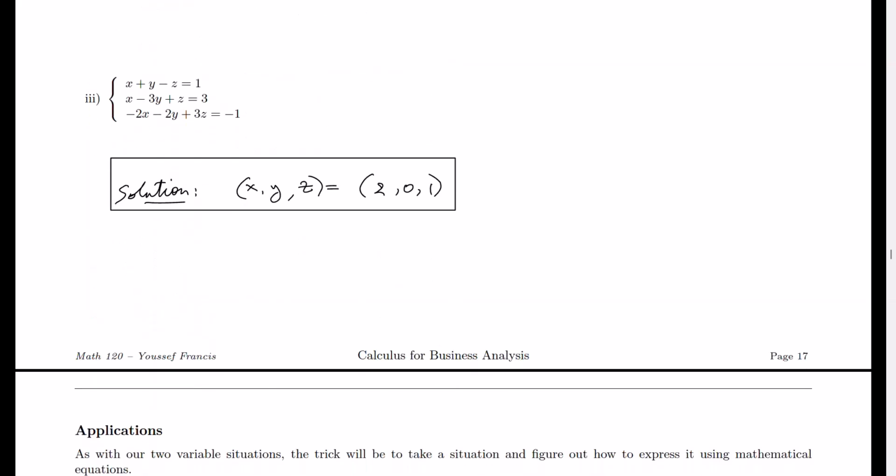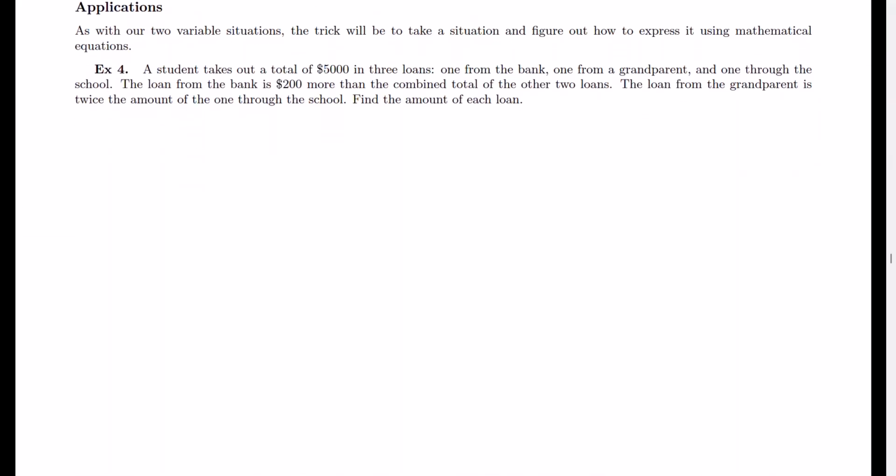At this point in time, what I'd like to do is move on to a simple application problem where the problem is a word problem that will be translated into 3 equations with 3 unknowns, and we'll go ahead and solve this together. Okay, so let's read example number 4 together and set it up, then solve it.